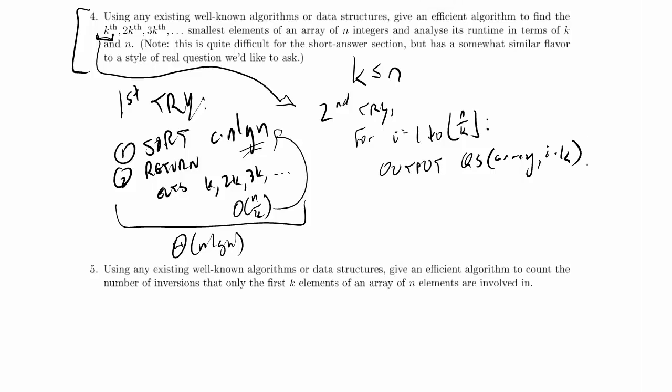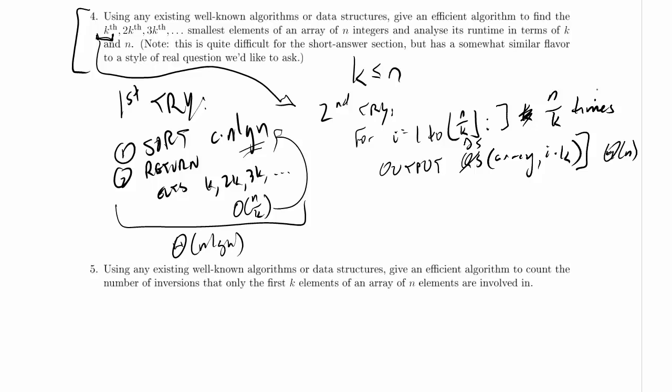Okay, so this step right here takes theta n time. We can use deterministic select, and then it takes theta n time in the worst case. And remember, it does not depend on k. It doesn't matter what order statistic we go for, this takes theta n time. However, this loop runs exactly n over k times.